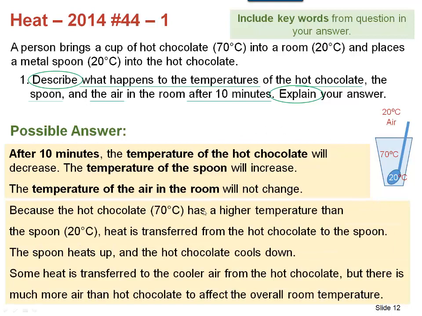Because the hot chocolate has a higher temperature than the spoon, heat is transferred from the hot chocolate to the spoon. Heat is always transferred from hot to cold. The spoon heats up and the hot chocolate cools down. So the spoon, which is initially at 20, its temperature will rise and the hot chocolate temperature will fall. Some heat is transferred to the cooler air from the hot chocolate, but there is much more air than hot chocolate to affect the overall room temperature.